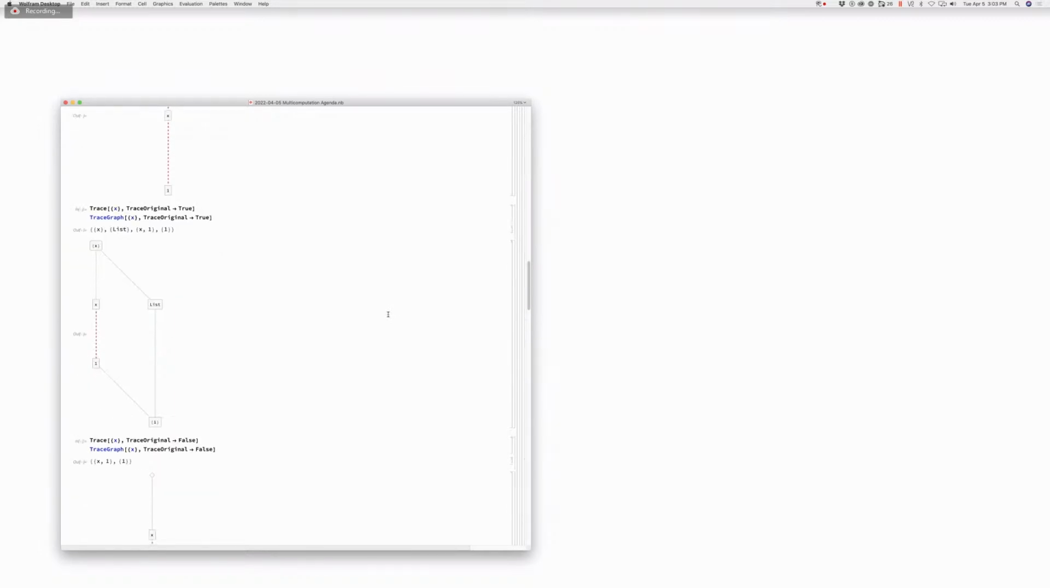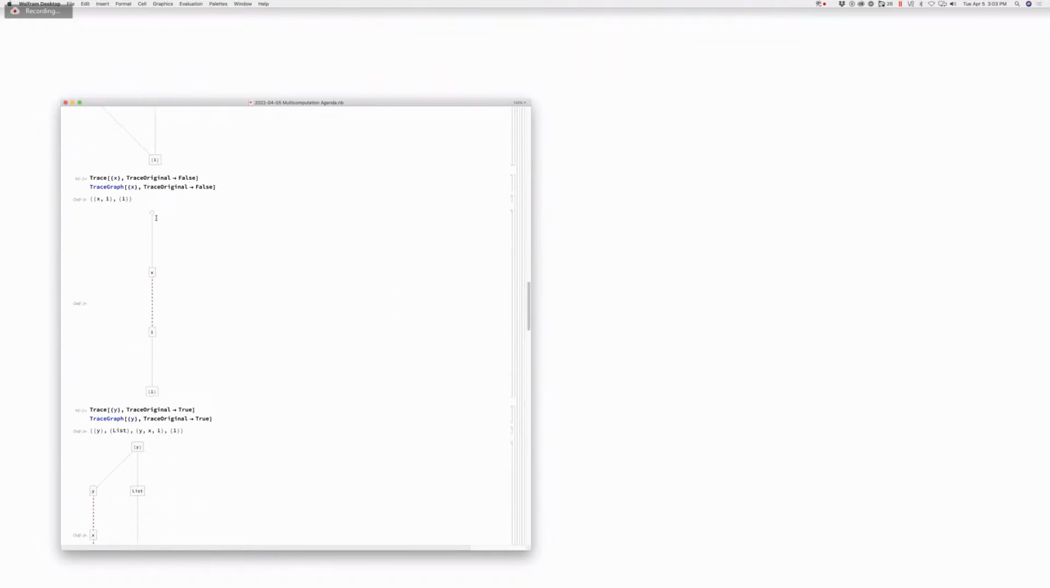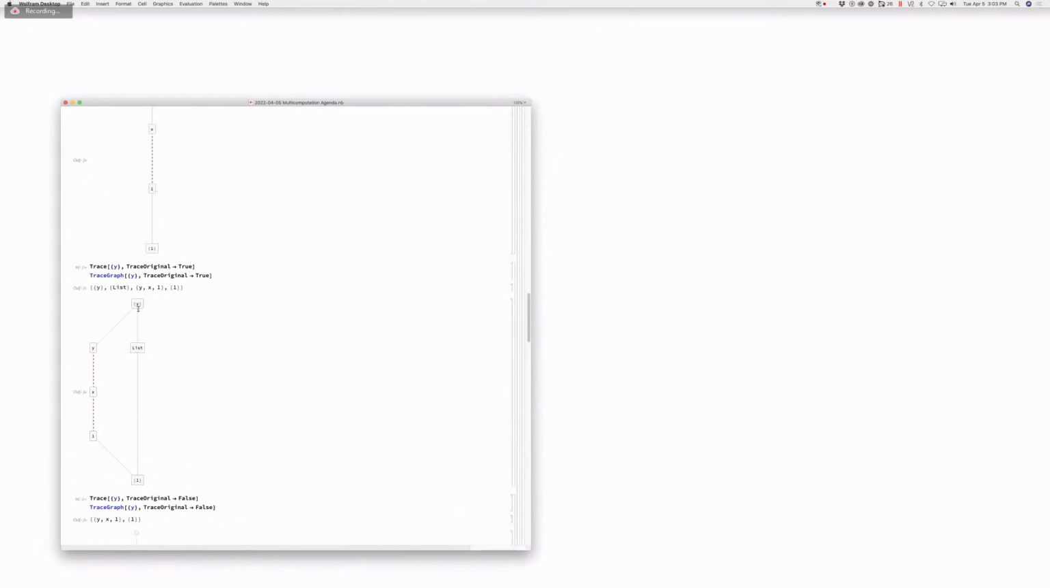Okay. What's that? So those are placeholder nodes for when you're using patterns or when you're using Trace original goes to false. I don't quite understand that. Well, let's look at this one here. So this is Y. It examines the y, turns into x, turns into 1, and is reconstituted. Okay, I get it.